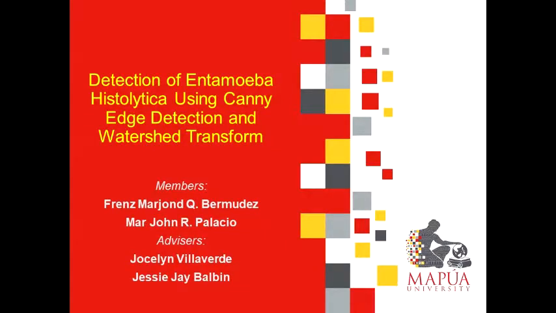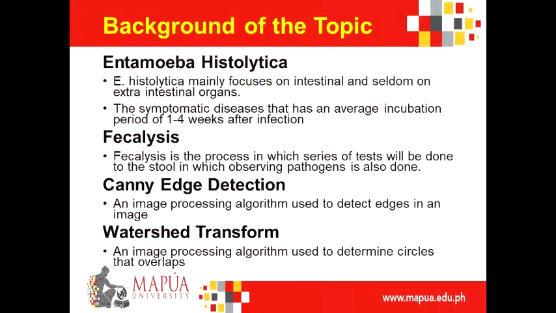Good day. So our topic is all about detection of Entamoeba histolytica using Canny edge detection and watershed transform. So for the background, Entamoeba histolytica is a pathogen that causes amoebiasis to a patient. We also discuss in the paper the process called fecalysis, in which a series of tests will be done to the stool in which observing pathogens is also done.